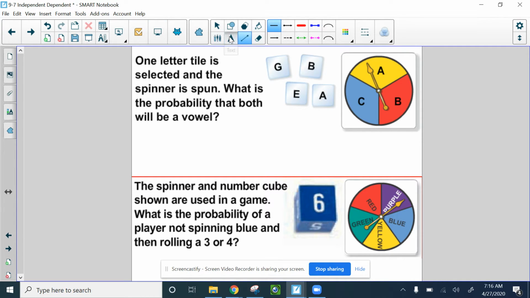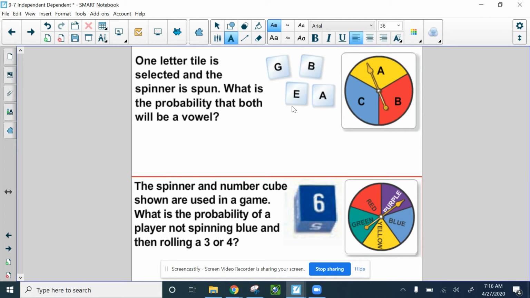So now I want to be looking at a letter tile is selected and the spinner is spun. What I get on the tiles has nothing to do with what will happen on the spinner. So those are going to be independent events. The one does not affect the other. So I want to know what's the probability that both will be a vowel. So I'm going to have to look at these separately.